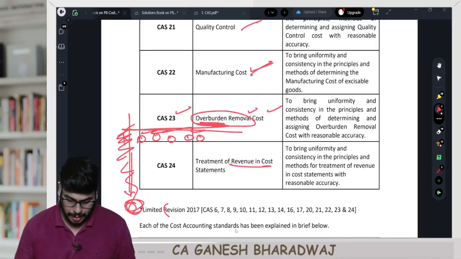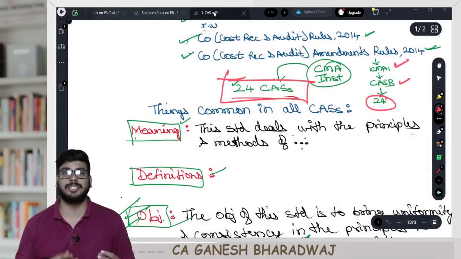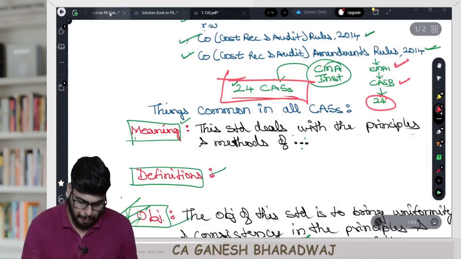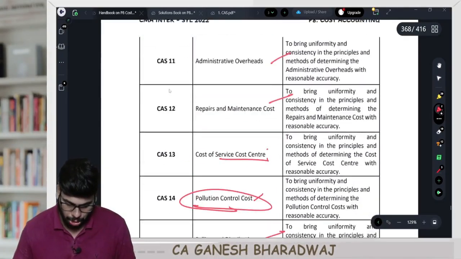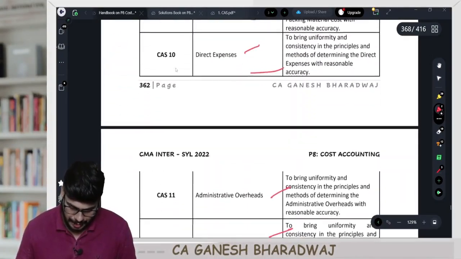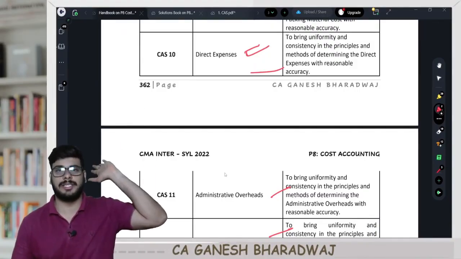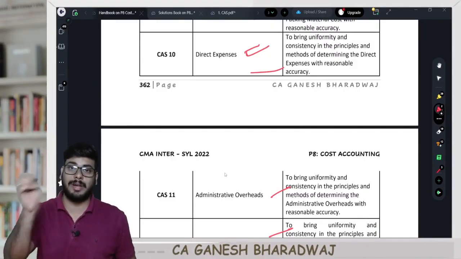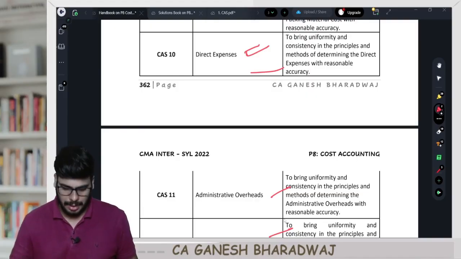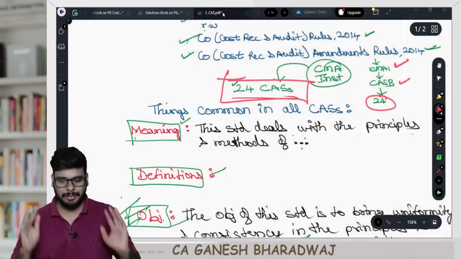Now, sir, suppose in the exam they ask us to write down the scope and objectives of CAS number 10, let us say direct expense. How do we write it? Don't worry. First, they will give only CAS 10. Number one, you should know what CAS 10 stands for. What is it? Direct expense. Next, scope and objectives. How will you write it?